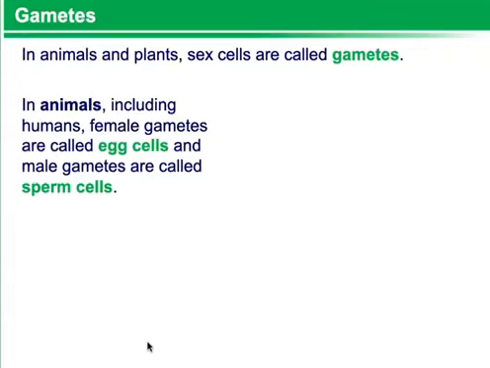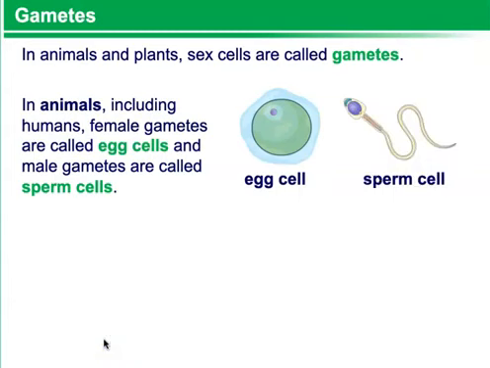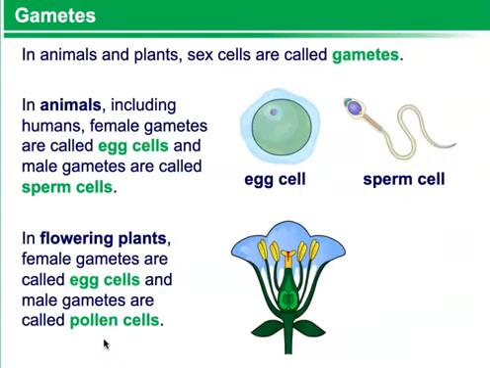Gametes. In animals and plants, sex cells are called gametes. In animals, including humans, female gametes are called egg cells, and male gametes are called sperm cells. In flowering plants, the female gametes are called egg cells, and the male gametes are called pollen cells.